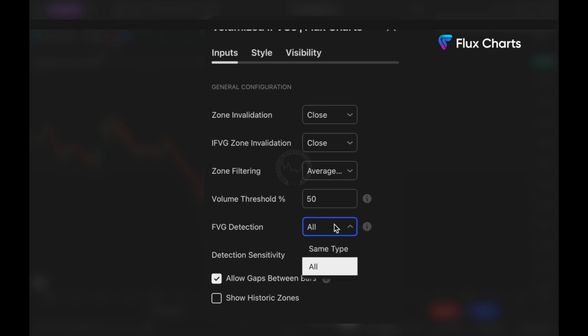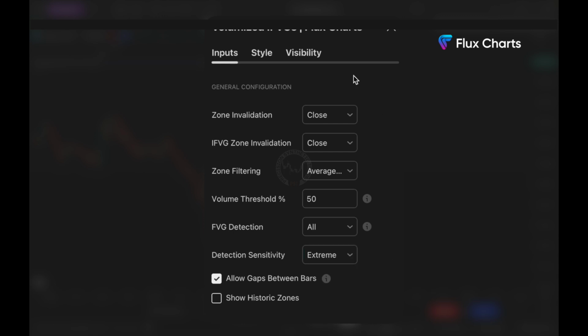The fair value gap detection, you can use the same type. What the same type means is whether the candles are the same type of the inverse fair value gap or not. So I just put it on all, and you can play around with how often you want these inverse fair value gaps to show. If you put it on extreme, more inverse fair value gaps will show. If you put it on low, less will show.